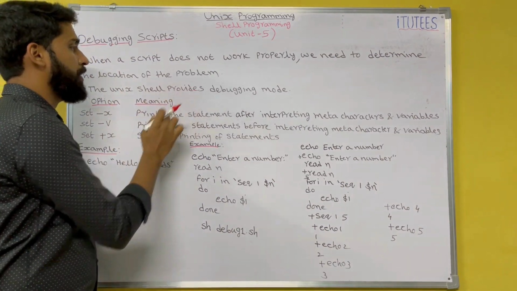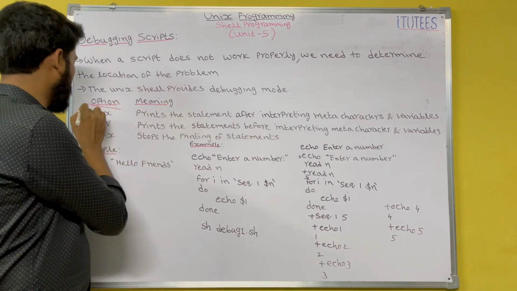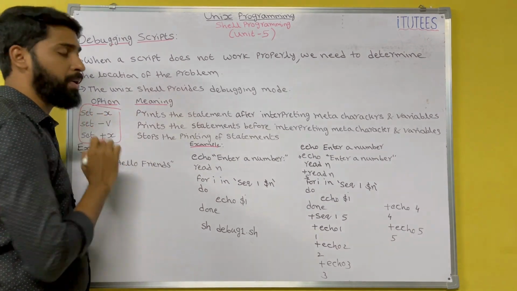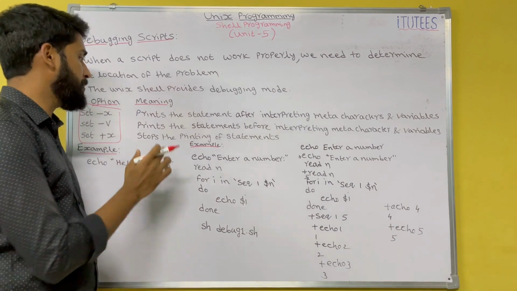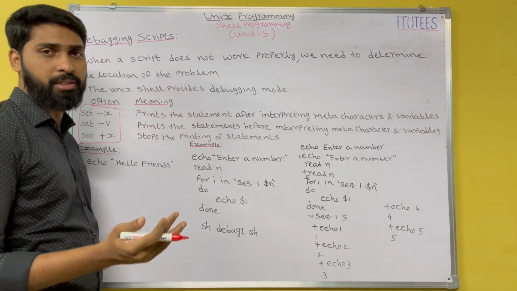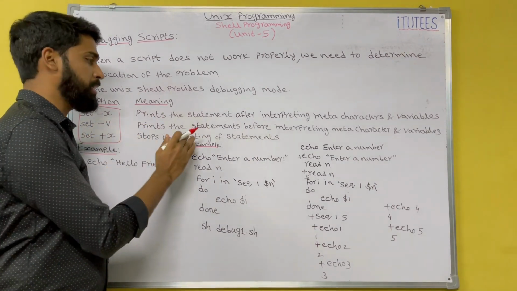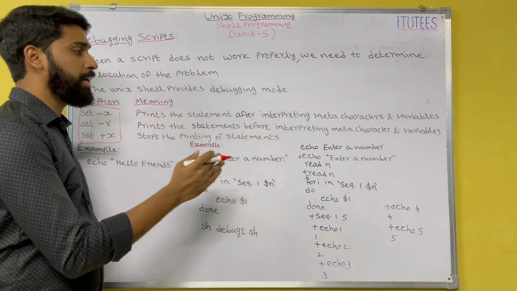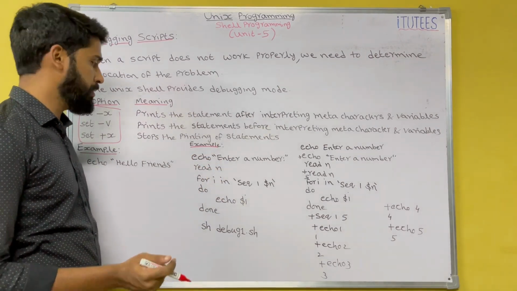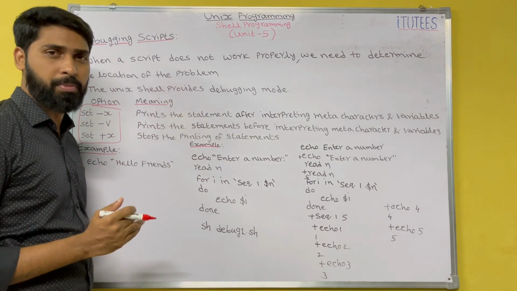The Unix shell provides a debugging mode. Here are the options. set -x means print the statements after interpreting meta characters and variables. set -v prints the statements before interpreting meta characters and variables. set +x stops the printing of statements.